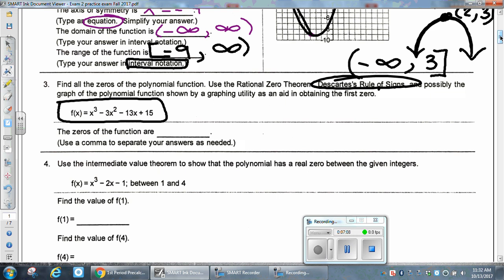So according to Descartes' rule of signs, how many positive real zeros could that polynomial have, and how many negative real zeros could that polynomial have? And do not talk to anyone.